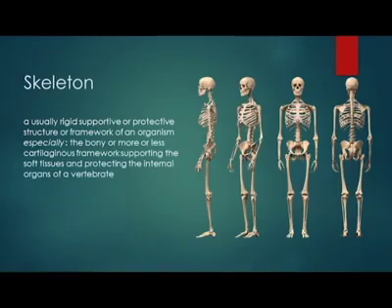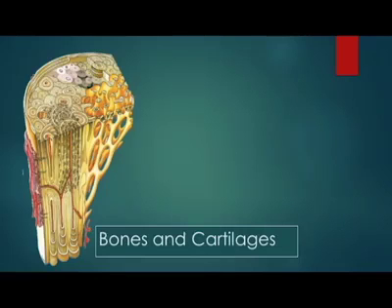What is skeleton? A rigid supportive or protective structure or framework of an organism, especially the bony or more or less cartilaginous framework supporting the soft tissues and protecting the internal organs of a vertebrate. That is the simplest definition of a skeleton. Then we are going to discuss the bones and cartilages.